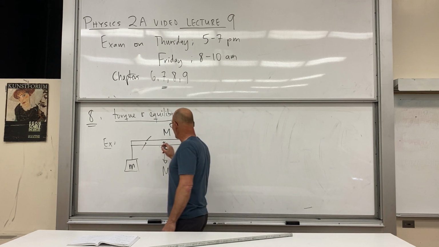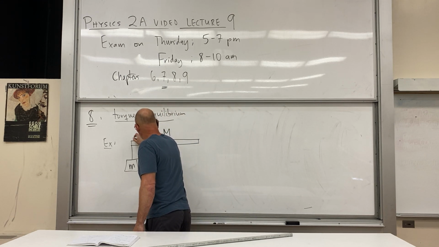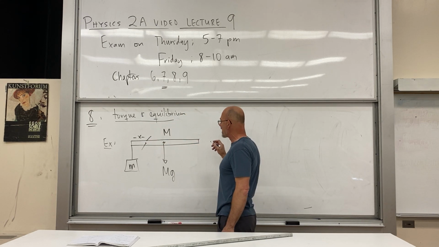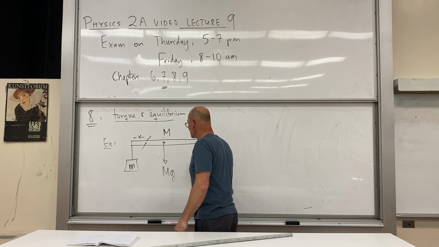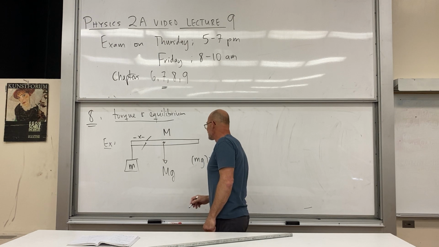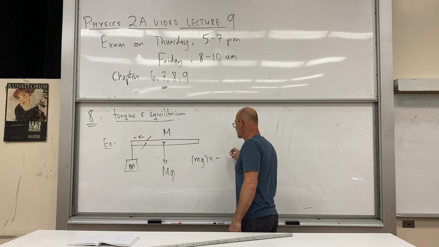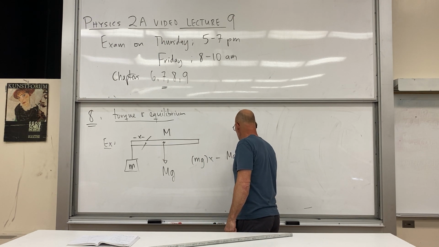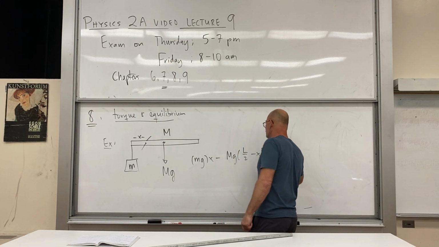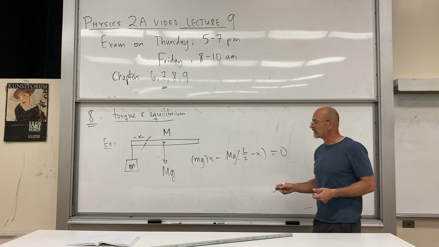And so if I have this unknown x and the entire ruler of length capital L, my equilibrium condition is going to be mg times x minus Mg times L over 2 minus x equals 0. So I just set up my torque equilibrium condition.